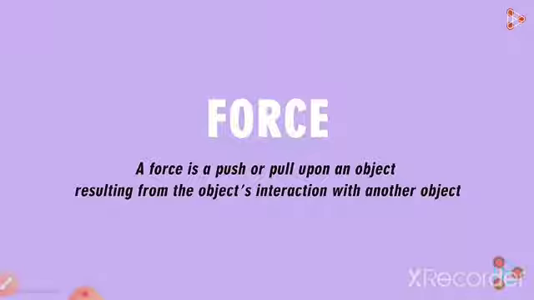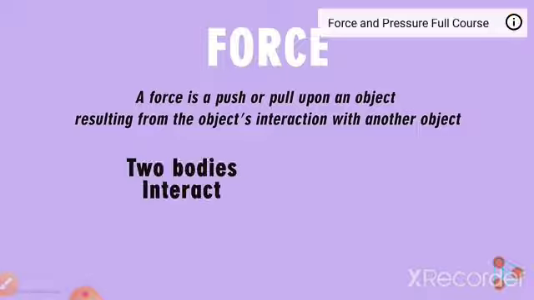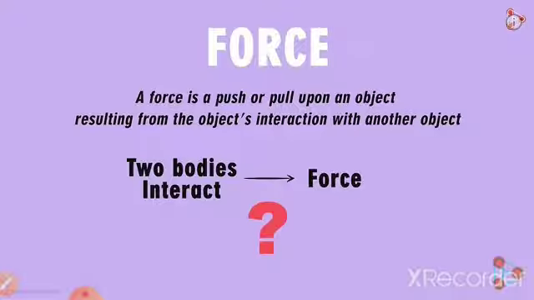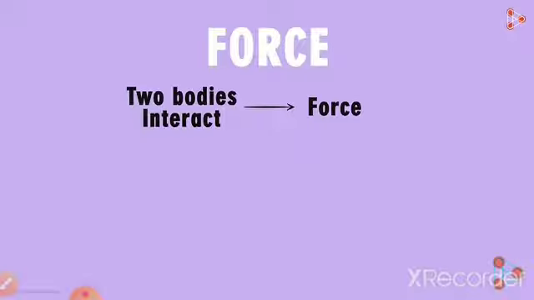A force is a push or pull upon an object resulting from the object's interaction with another object. So, when two bodies interact, force results. Force results due to the interaction of two bodies. On the basis of this, forces are of two types.